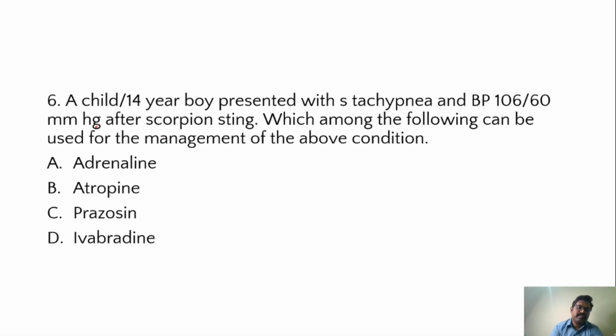Next, moving on to the next question, a 14-year-old boy presented with tachypnea and BP was 106 by 60 mm of mercury after a scorpion sting. Which among the following can be used for the management of the above condition?